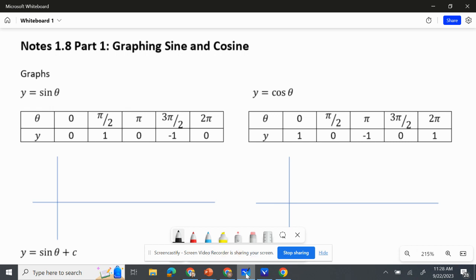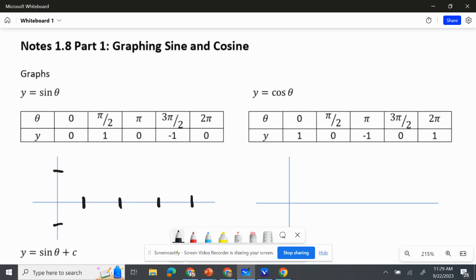What we're going to do is start graphing sine and cosine curves. What we're going to look at first is our basic sine curve and cosine curve. These are the parent functions. And what we mean by the parent functions is the original before they're shifted up, down, left, right.